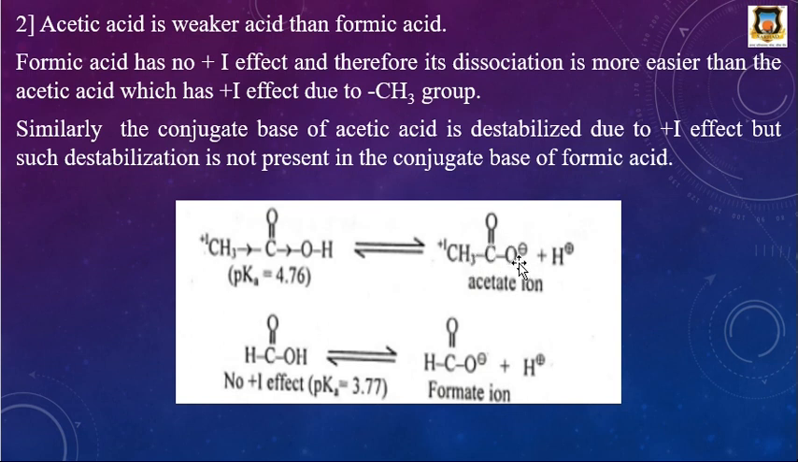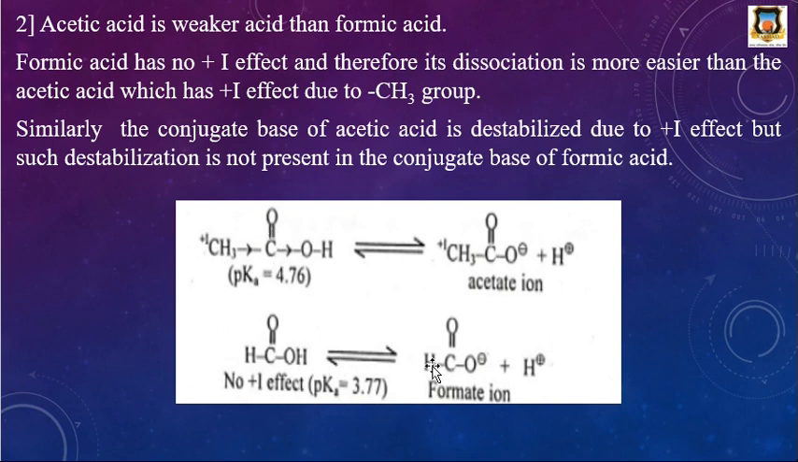Here, oxygen is negatively charged, and this CH3 group, which exerts plus I effect, increases the electron density around this negatively charged oxygen. Then there is greater electron density around this oxygen. Therefore, it easily attacks H plus and the equilibrium is shifted more to the undissociated form of acetic acid.